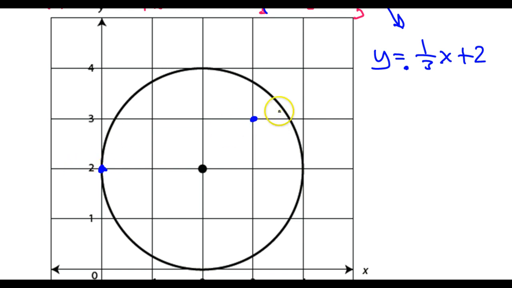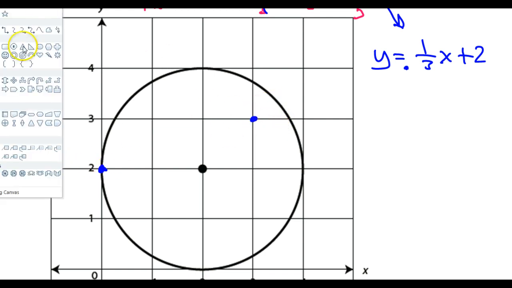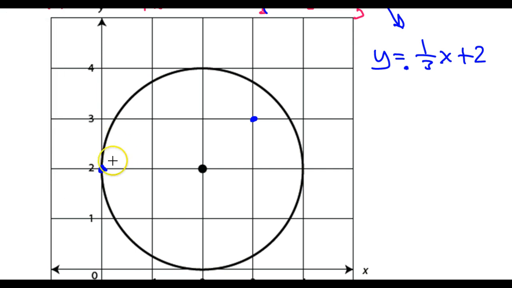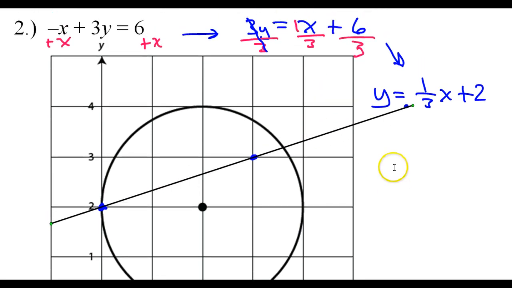But still, I can draw the line pretty well. So let's go ahead and draw that line. Okay, it's definitely going to go through these 2 points for sure. Okay, I had to guess at that other one a little bit, but what are you going to do? Actually, it wasn't a bad guess. So there's my line.